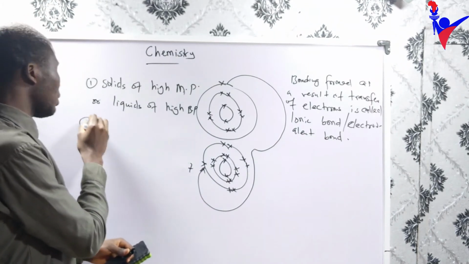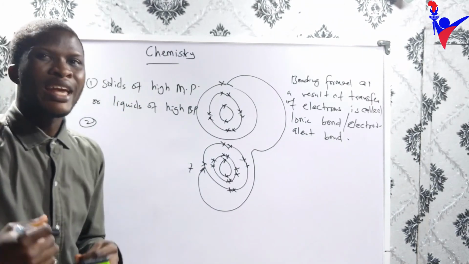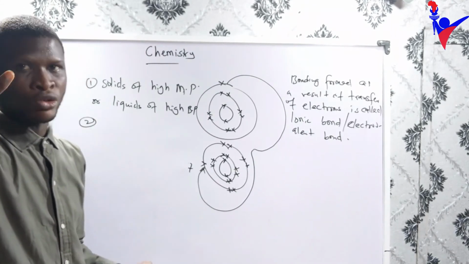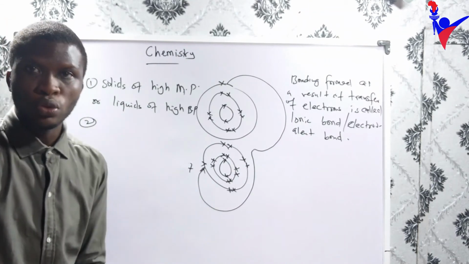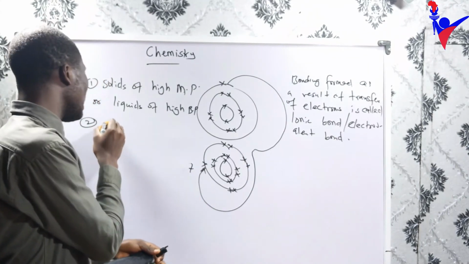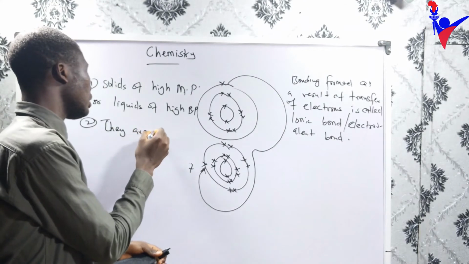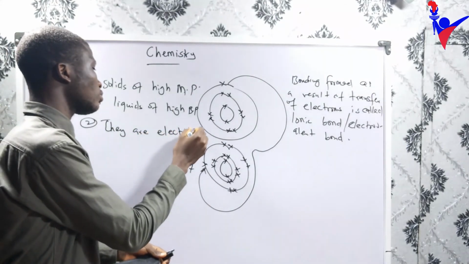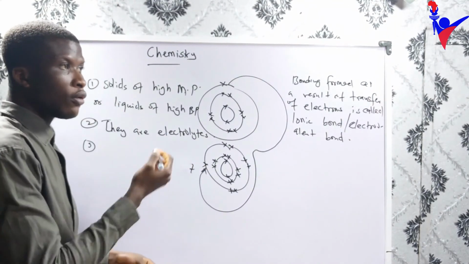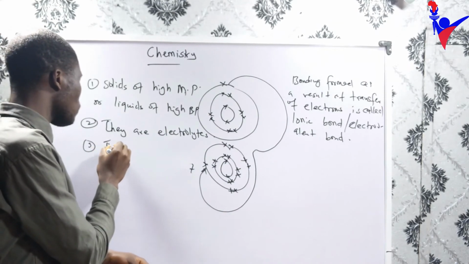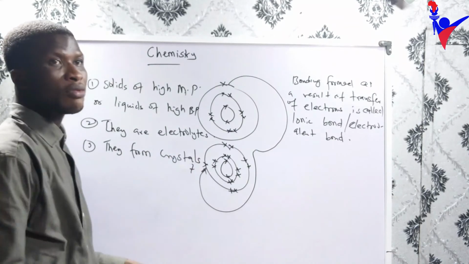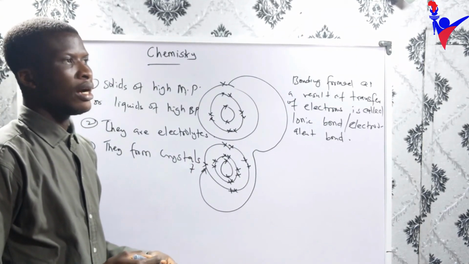Number two is that when they are in aqueous solution, they are always good conductors of electricity, and that makes them electrolytes. Electrolytes are compounds that can conduct electricity when in aqueous solution or in molten state. Let me write that they are electrolytes because they can conduct. The third feature of electrovalent compounds is that they form crystals. That's one of their features.